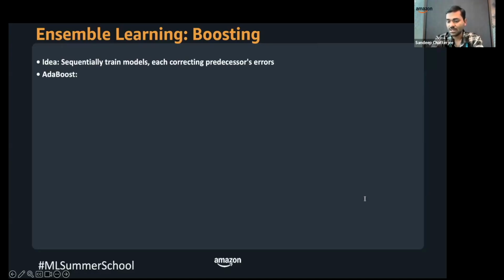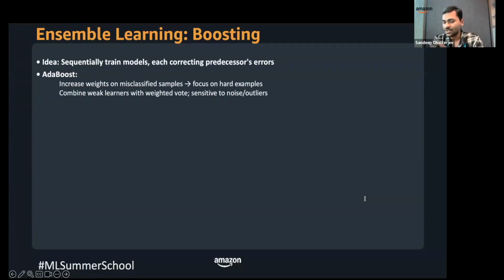When the first tree makes its prediction, it will inevitably get some samples wrong, right? So AdaBoost takes those misclassified hard examples and literally increases their weight in the dataset for the final scoring. So when the second tree is built, it is forced to pay far more attention to those heavily weighted difficult examples.